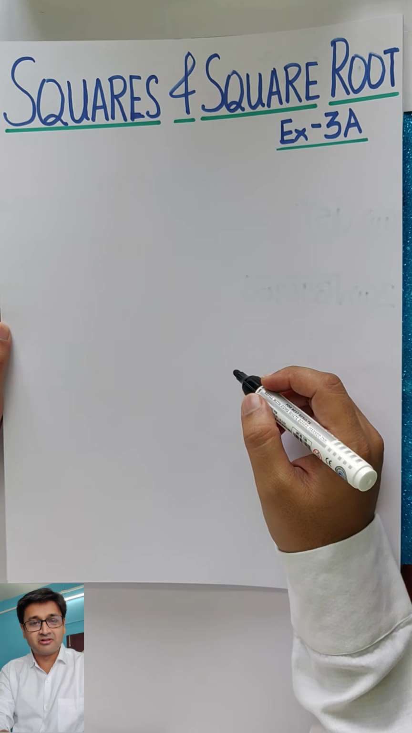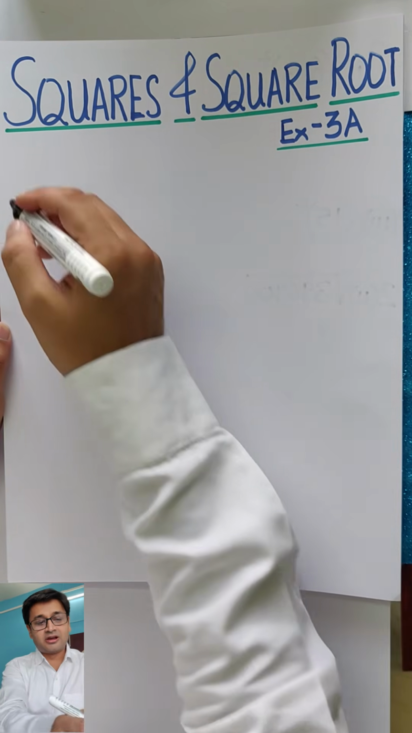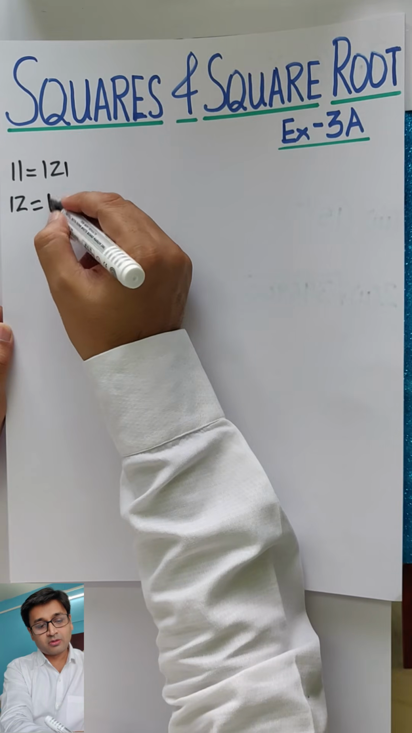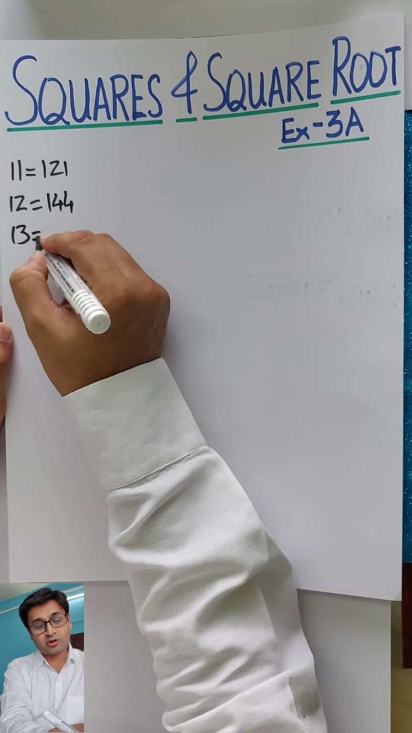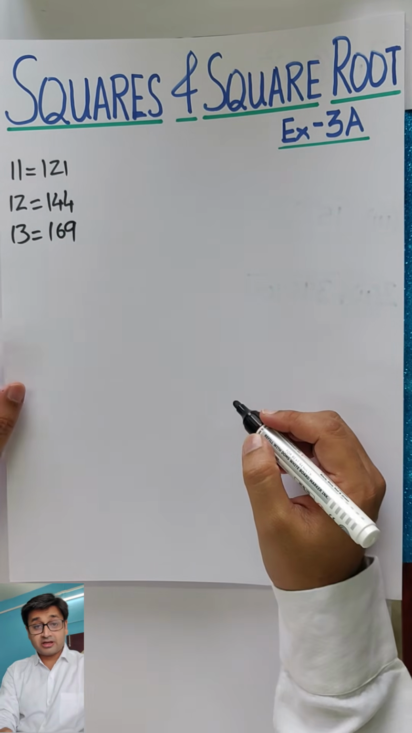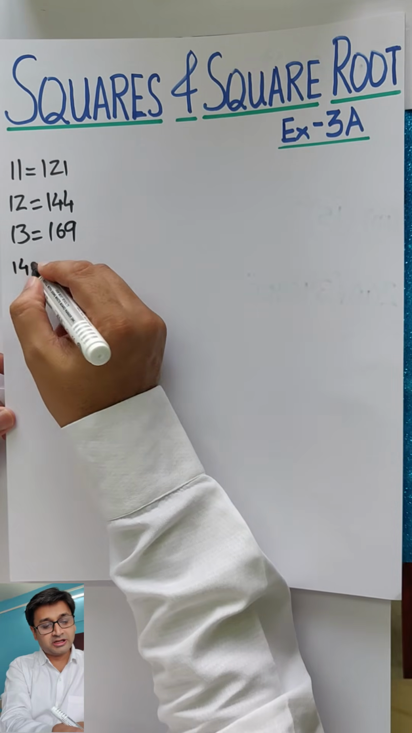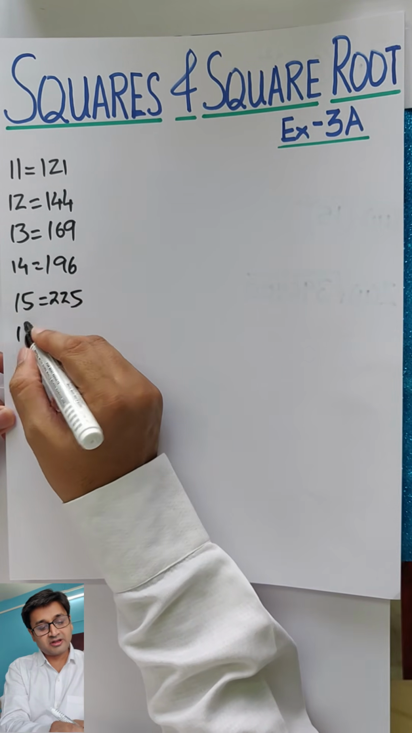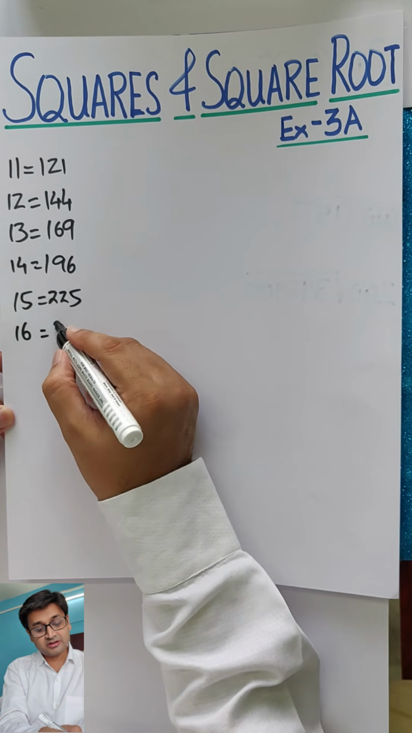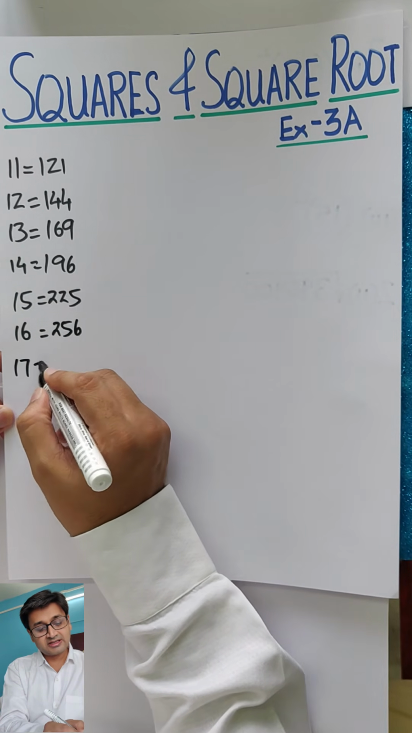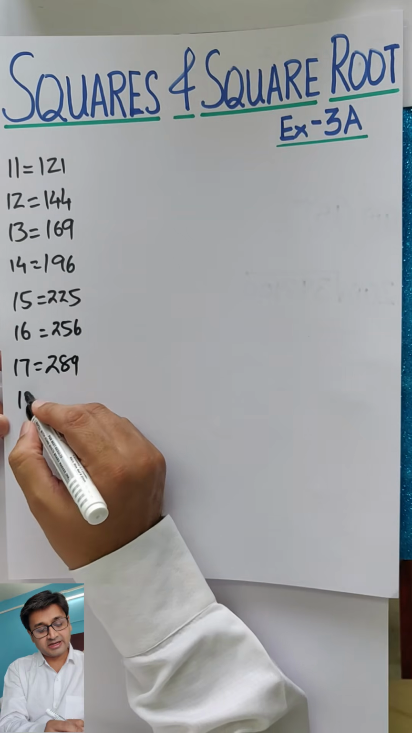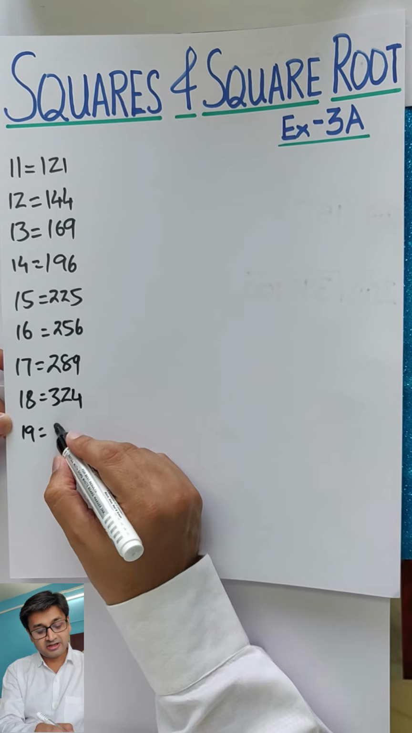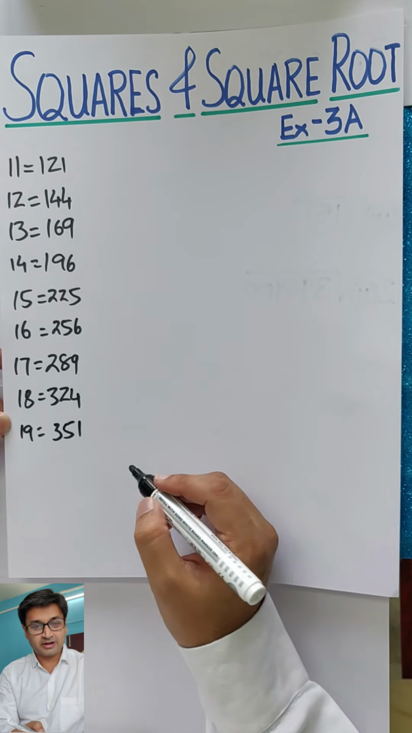9, 81. 10, 100. Now let's write 11, 121, 12, 144. Please correct me if I go wrong. And if you are speaking it out before me, great job. 14, 196, 15, 225, 16, anybody? Superb, 256, 17, 289, 18, 324, 19. Come on, anybody? 351 or 361, I'm not sure.